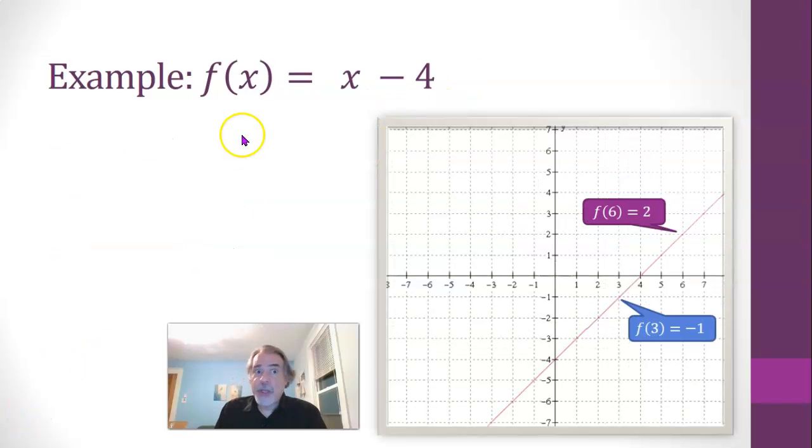Another example we were looking at was where f of x was x minus 4, a line with a slope of 1 and a y-intercept at -4. So all the points on this line have their y-coordinate equal to f of their x-coordinate. So you can see on the graph that f of 6 is 2, because here's the point where x is 6 and y is 2. You can see that f of 3 is -1, because here's the point where x is 3 and y is -1.